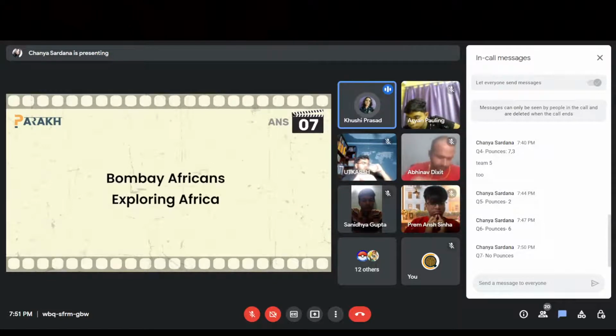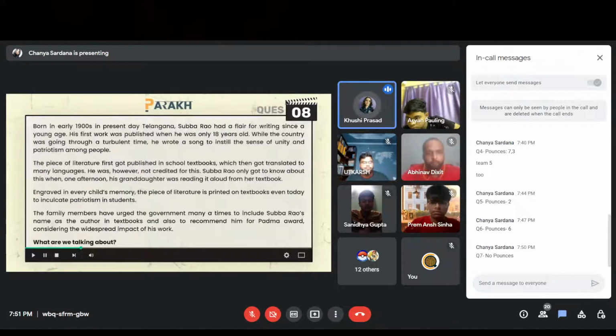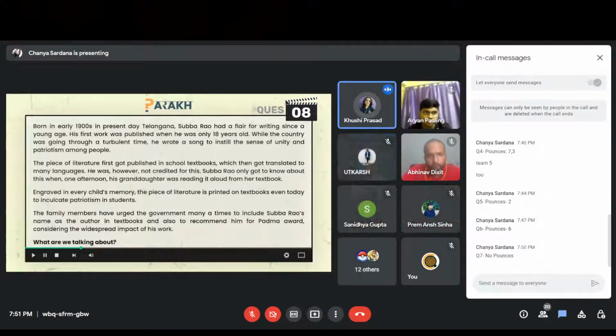So moving on to the next question, direct for team 5. Born in early 1900s in present day Telangana, Subbarao had a flair for writing since a young age. His first work was published when he was only 18 years old. While the country was going through a turbulent time, he wrote a song to instill the sense of unity and patriotism among people. This piece of literature first got published in school textbooks, which then got translated to many languages. He was, however, not credited for this. Subbarao only got to know about this when one afternoon his granddaughter was reading it aloud from a textbook.